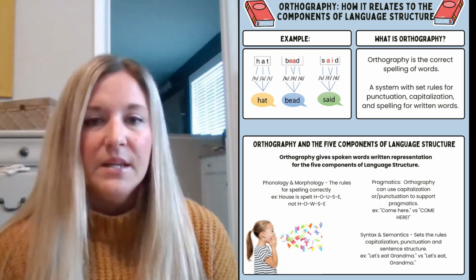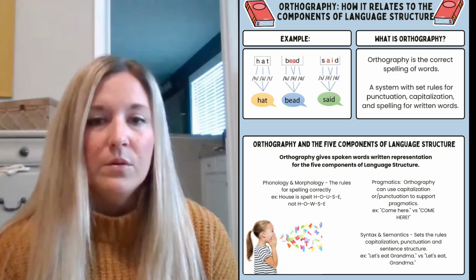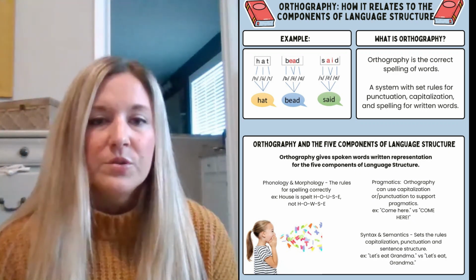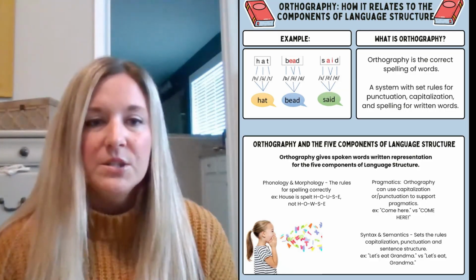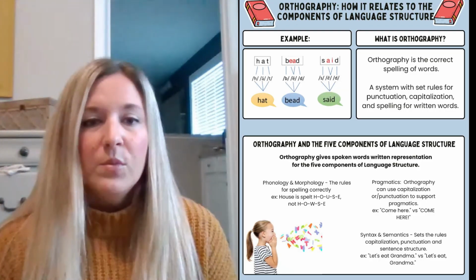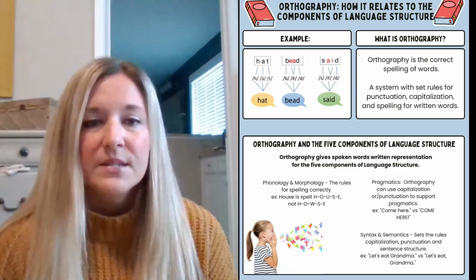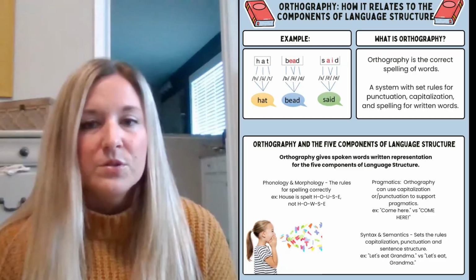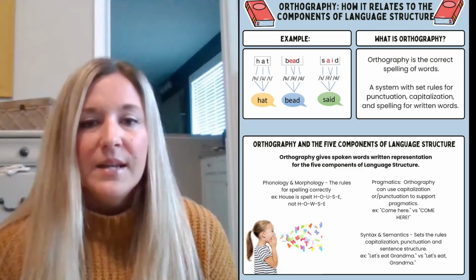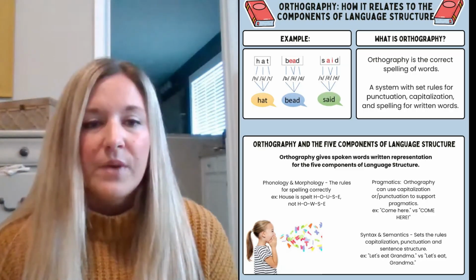So, as we've seen, each part of language plays an important role. Phonology helps children recognize sounds, syntax teaches them how to put words together, morphology shows how words can change, syntagmatics and pragmatics help them understand the meaning and social skills, and orthography connects all of that to reading and writing.